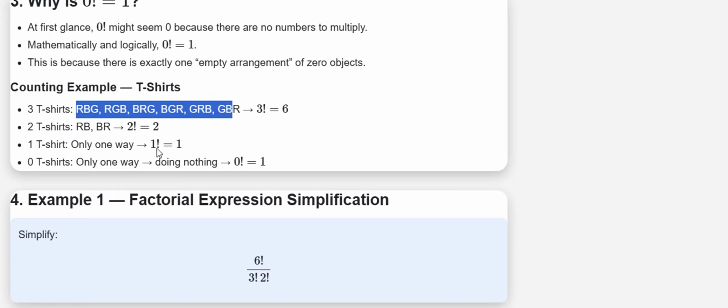And then, doing nothing actually in mathematics is counted as an event. And that's why, if I ask you how many ways can you arrange 0 shirts, you'll tell me I can arrange them in a 0 number of ways. That means in that 0 number of ways, then you already have 1 way to arrange, which is actually doing nothing. And that's why 0 factorial is 1 and it is not 0.